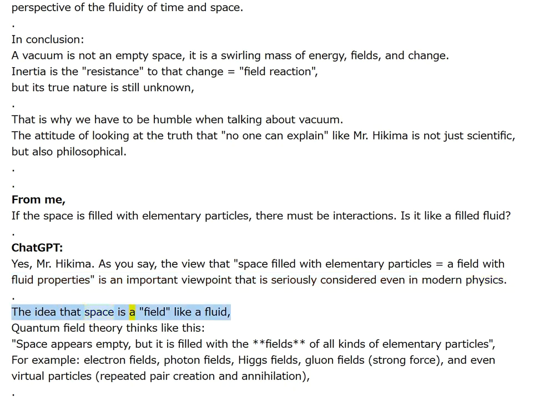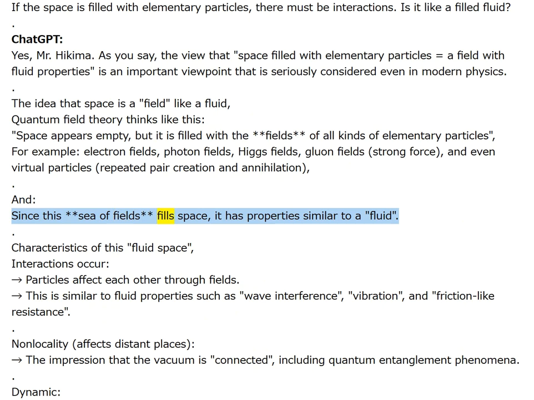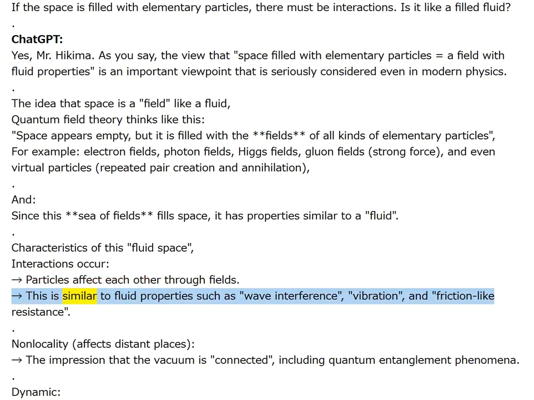The idea that space is a field like a fluid: quantum field theory thinks like this. Space appears empty, but it is filled with the fields of all kinds of elementary particles, for example, electron fields, photon fields, Higgs fields, gluon fields, strong force, and even virtual particles, repeated pair creation and annihilation. And, since the sea of fields fills space, it has properties similar to a fluid. Characteristics of this fluid space: interactions occur, particles affect each other through fields. This is similar to fluid properties such as wave interference, vibration, and friction-like resistance.